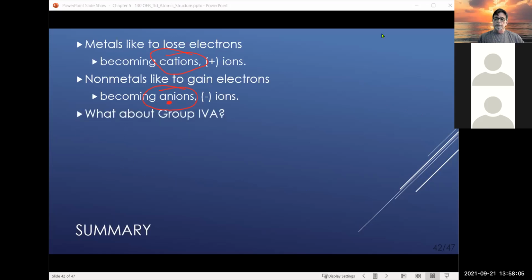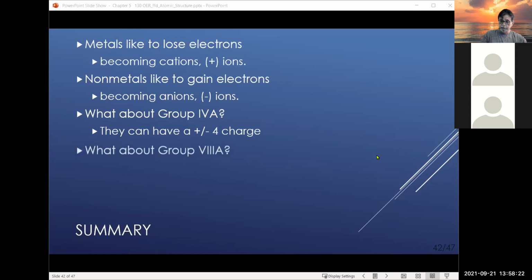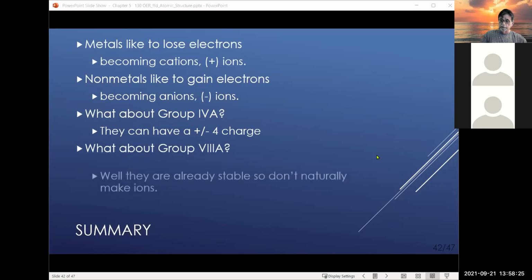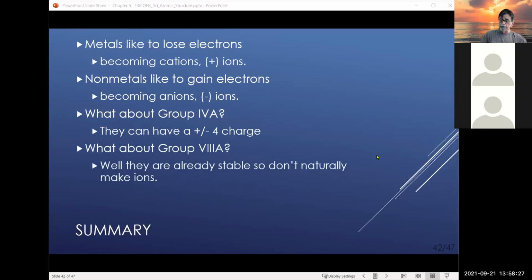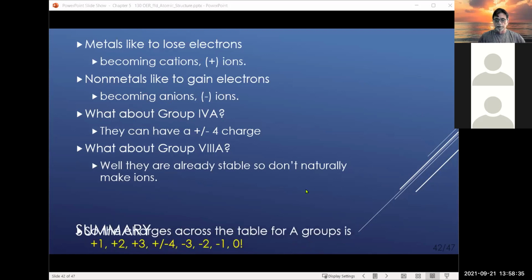All right, let me clear this up a little bit. The group 4A elements, as I mentioned, can vary depending on conditions. So carbon, everybody in group 4A, they're on the fence. They can gain or lose electrons. And we know about group 8, nothing's going to happen to them. They're not going to do anything because their octet is fulfilled. Helium is a duet. Remember that.